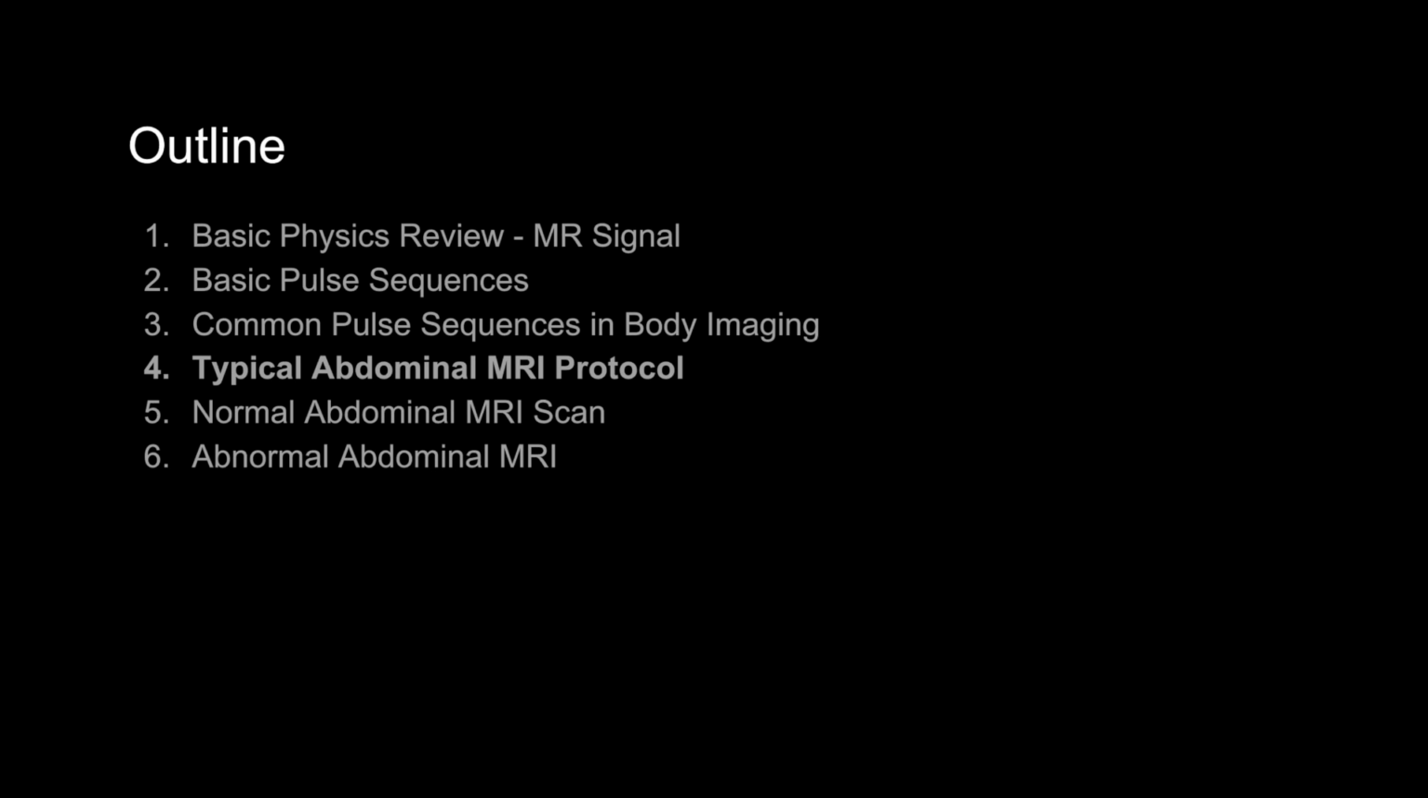Okay, so we've made it past a whirlwind overview of some of the basic concepts, and we're ready to get into a practical reading of an abdominal MRI. So we're going to finish this video by going over first a typical MRI protocol. Then we're going to go through a normal abdominal MRI scan and show you these images and what they look like. And then we're going to go through an abnormal study. So first, a typical abdominal MRI protocol.